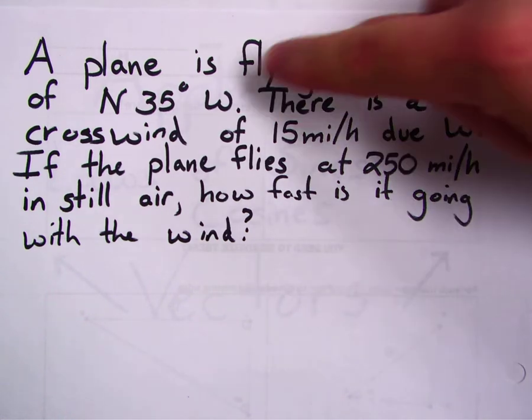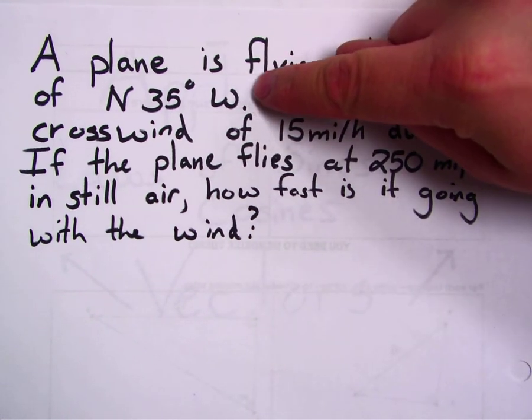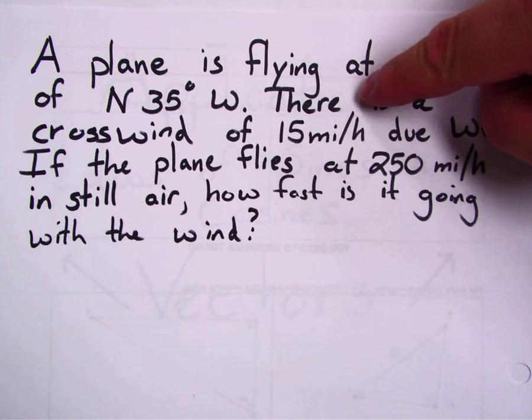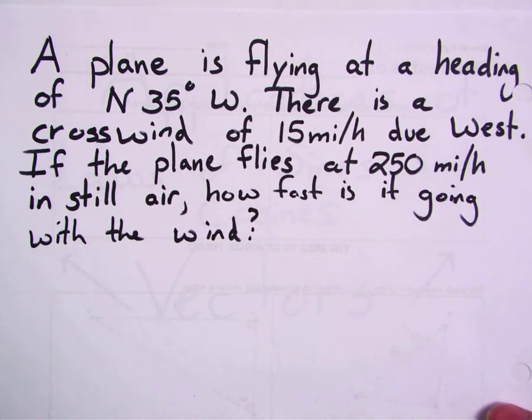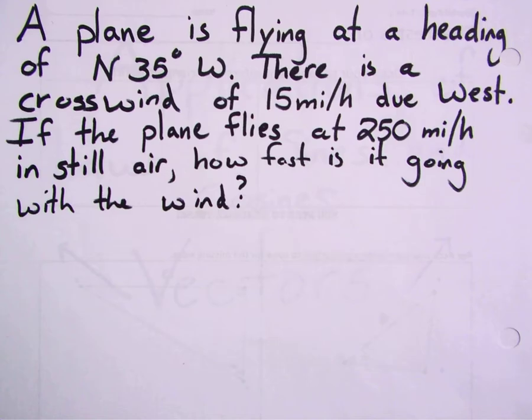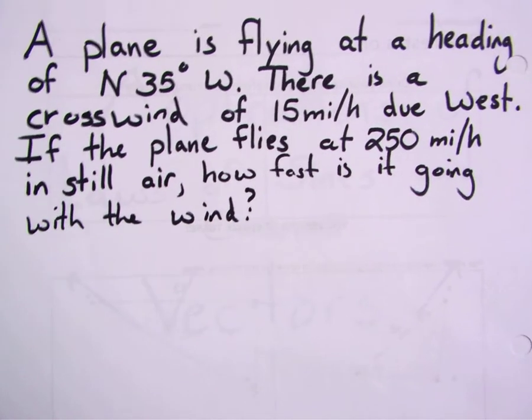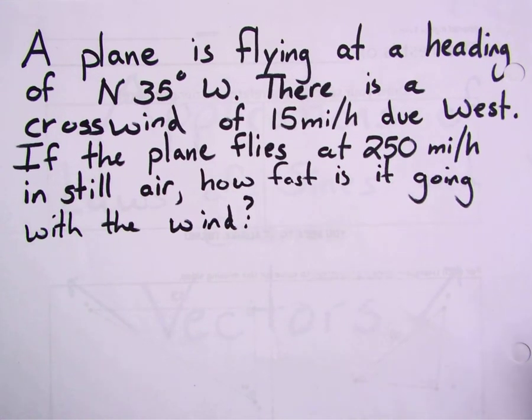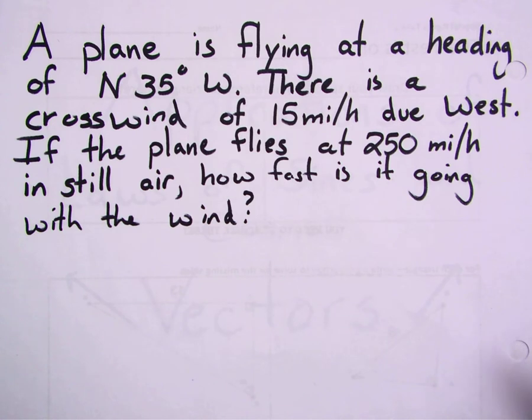So here we're going to have two vectors. One's going to represent the plane on its own, and one's going to represent the wind on its own. When we add those two vectors together, we're going to get the resultant, which is going to be how fast the plane goes with the wind. Because we're going to be able to do this with the law of sines or cosines, we're not going to be worrying about being too accurate with our drawing, but you do need to be close.